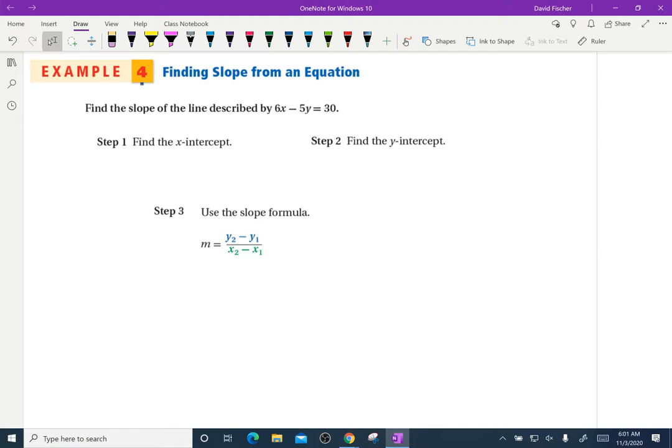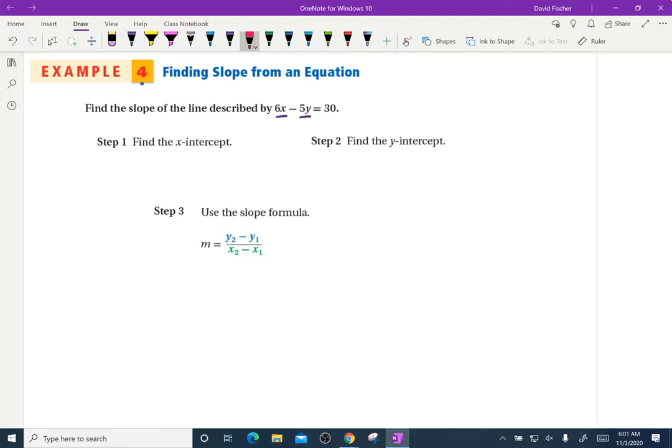When they give us an equation like this and they say find the slope, I look at that equation, I notice that it's already in standard form. Here's my x's and here's my y's. And then I have my units over there on the right all by itself. So here's what I would do if they asked me to find the slope.